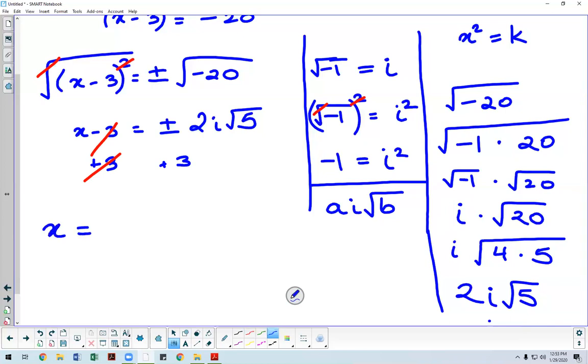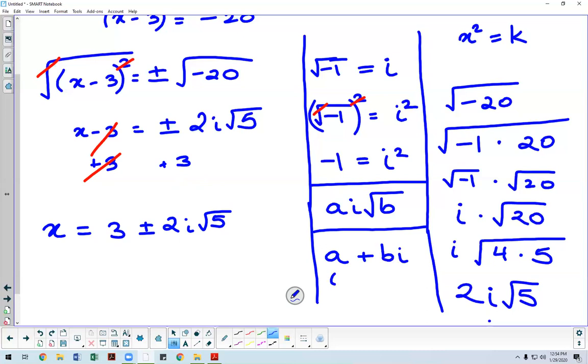You have x equals, and that 3 is actually the real number part, because it doesn't have any i with it. So that's your positive 3, plus or minus, and then, of course, our 2i square root of 5. Thank you, I didn't even look at that. So in this case, you are actually writing it as what we call complex numbers. Complex numbers basically mean they are a combination of real and imaginary numbers put together. So normally, we put the real number part in the front and the imaginary part at the end.